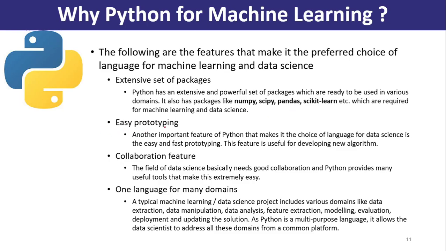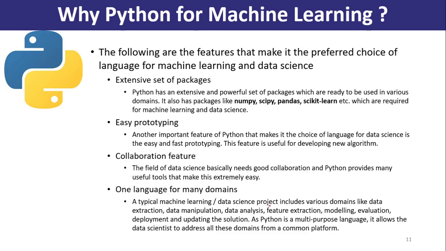Further, Python is suitable for easy prototyping, right. This is one more important feature of Python that makes it the language of choice for data science and machine learning, okay. It becomes very easy and it is a fast approach towards prototyping. Okay, next, the collaboration feature. The field of data science basically needs good collaboration, and Python provides many useful tools for such kind of collaboration.